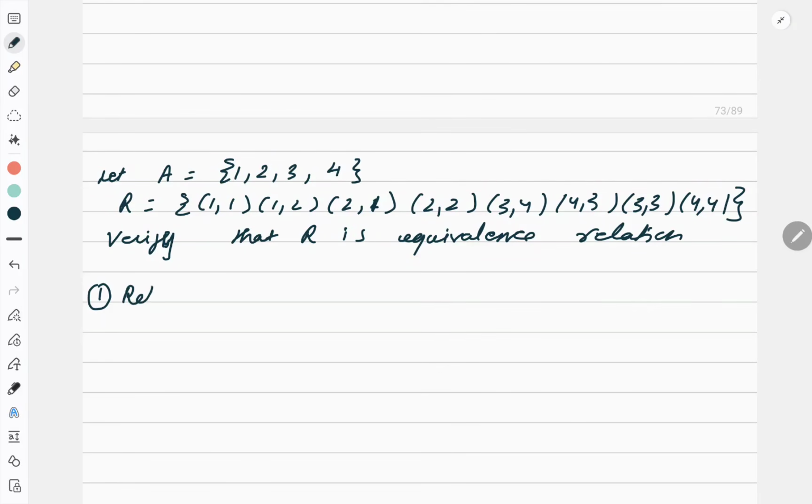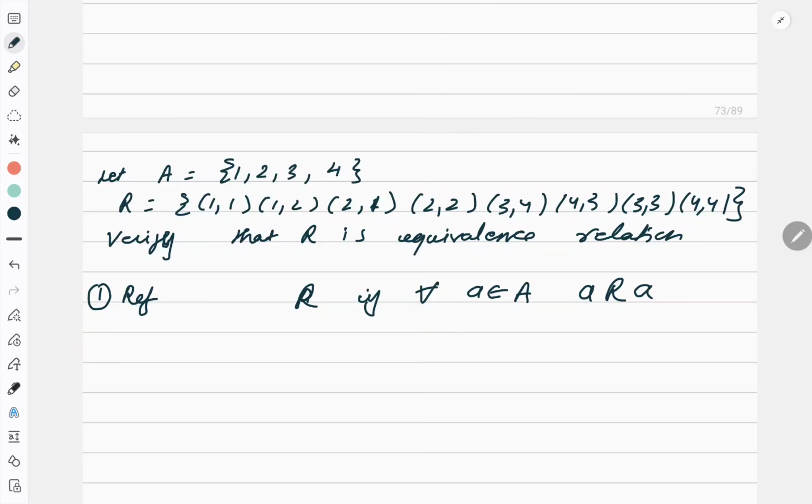Equivalence relation means first, reflexive. So always have a habit: write down the name and then write down the meaning of reflexive. I will say that any relation R is reflexive if for all a belongs to A, a is R related to a. This is how we write it mathematically.